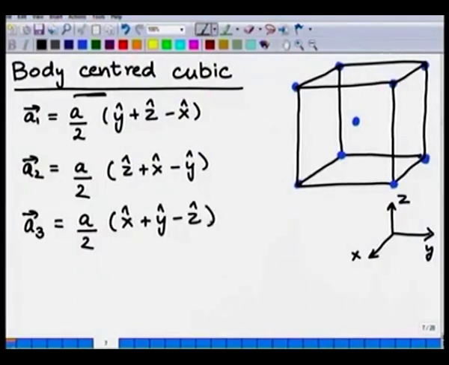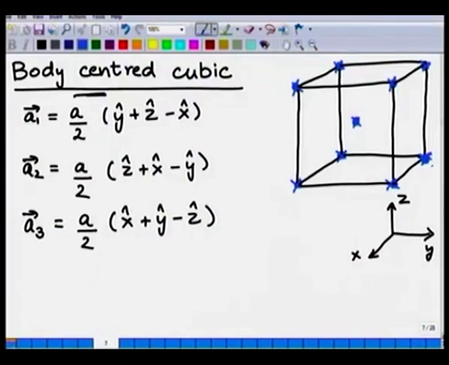So, let us draw these lattice vectors. What I am showing you here is a body centered cube. You know where the lattice points are located; in fact, let me put crosses in blue to show you the lattice points, like this, like this, and like this. These are the body centered lattice points.